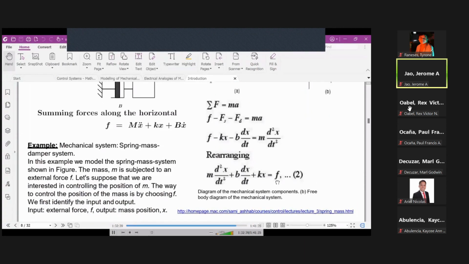So your applied external force is equivalent to all the opposing force. This is the opposing force for your mass. This is the opposing force because of the friction. And this is the opposing force because of the spring. Okay? Nakukuha po?